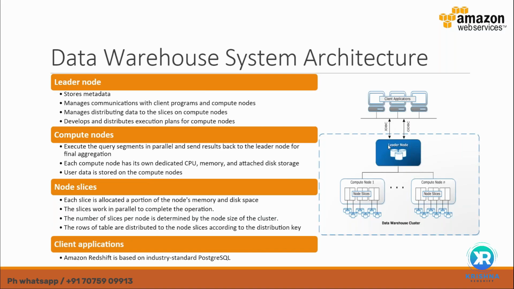Once the request reaches the leader node, it will receive the request and perform some tasks. What are those tasks? For example, I ran a particular query. It should make sure that I, the user logging into Redshift, have access to those database objects. Otherwise, it should not allow me. Number one, checking access rights.